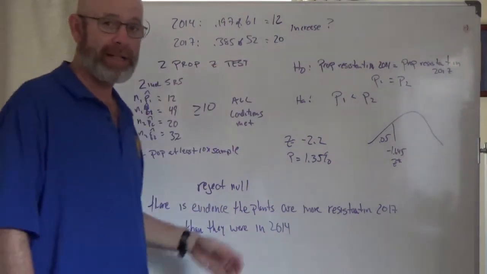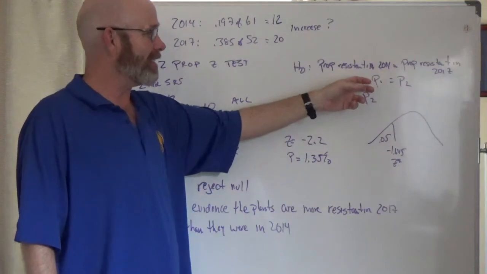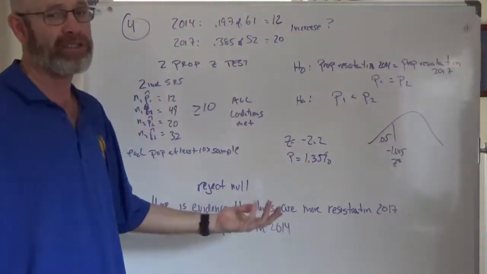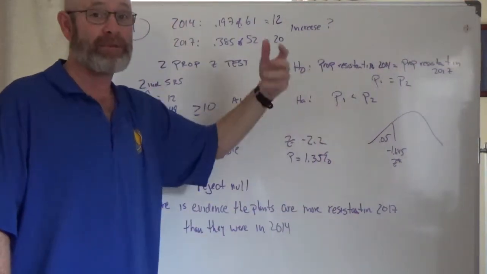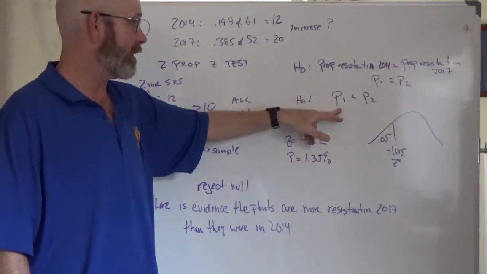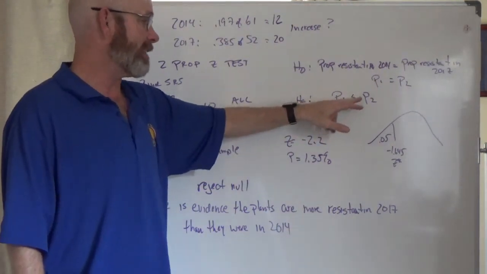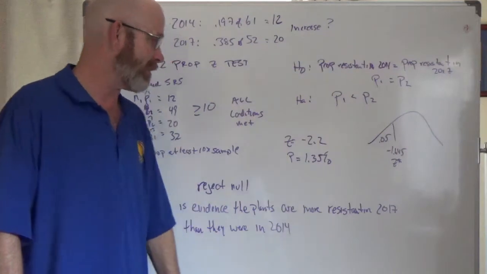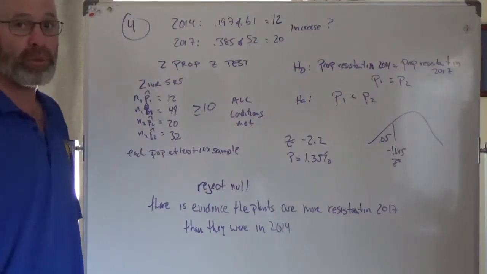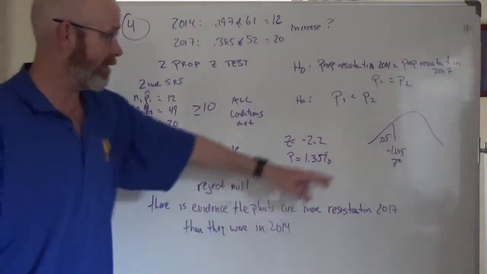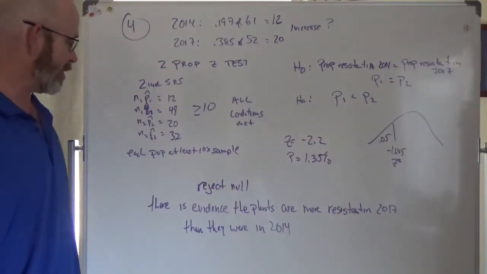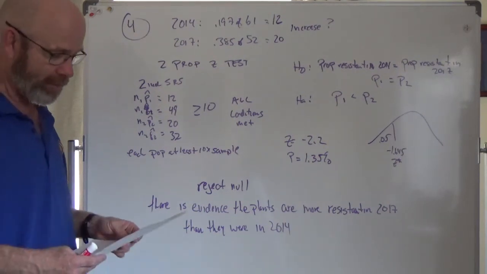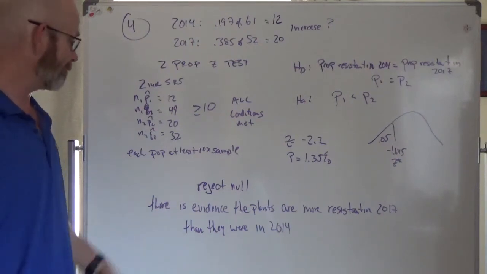The null hypothesis is p1 is equal to p2. The proportion resistant in 2014 is equal to 2017. Since I started with 2014, the alternate, we're trying to see if it's more resistant, so p1 2014 is less than p2 2017. You could have done it the other way around, of course. It's a left tail test, all 5% on one side, negative 1.645. I got a test statistic of negative 2.2. P-value 1.35%. I'm in the rejection region. I'm going to reject the null, which means there is evidence the plants are more resistant in 2017 than they are in 2014. That's it on that one.